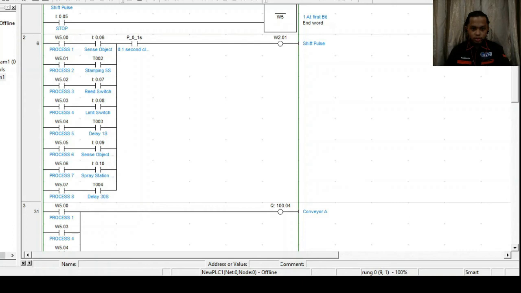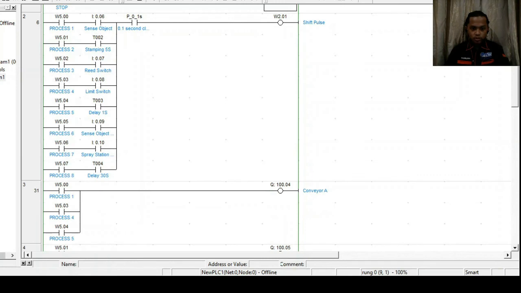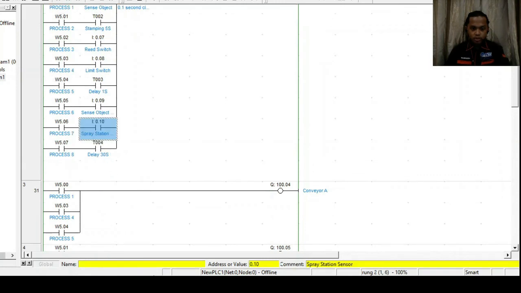Process 6, at conveyor B, the object will be detected, and process 7, the spraying station process, will start at input 0.10, and process 8 is the spray process for about 30 seconds. Okay, now I will run the simulation.